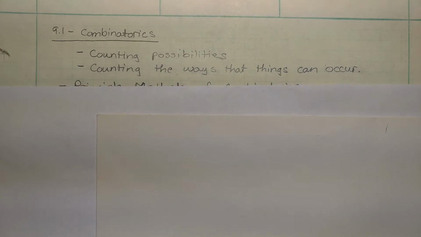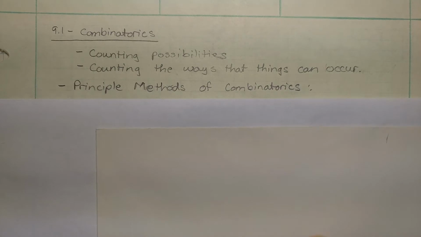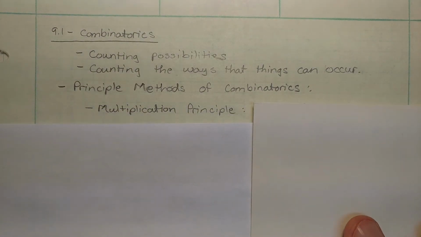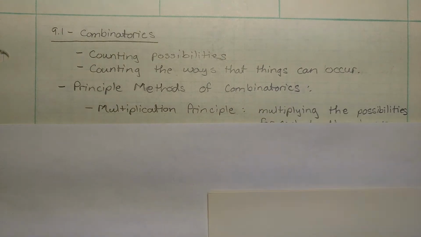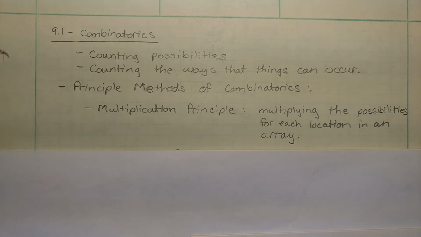All right, let's look a little further. Let's look at our principal methods of combinatorics. We have different methods of counting. Let's look at what they are. The first method of counting is the multiplication principle. The multiplication principle basically means multiplying the possibilities for each location in an array.